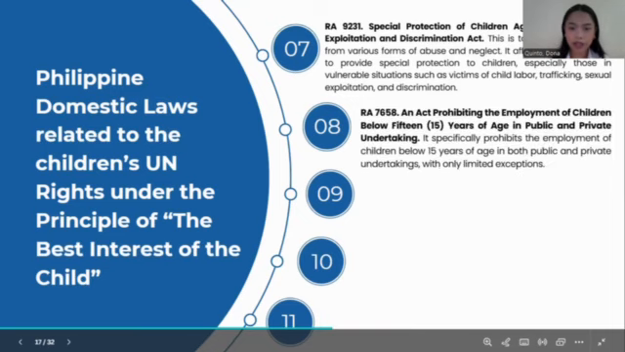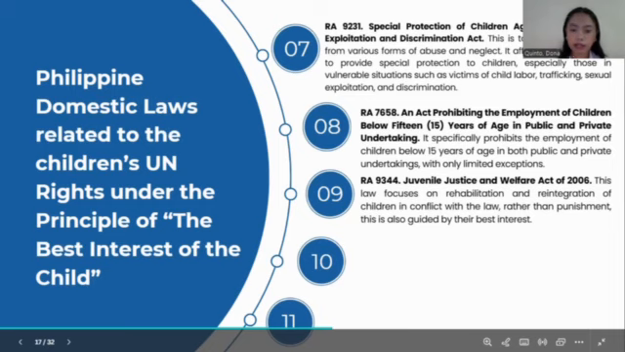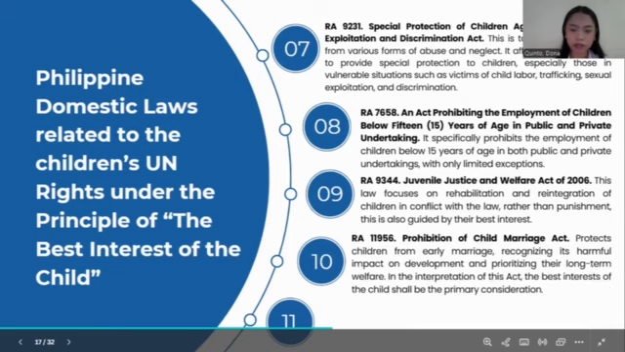Next is RA 7658, or the Act prohibiting the employment of children below 15 years of age. So it specifically prohibits the employment of children below 15 years of age in both public and private undertakings. Next is RA 9344, the Juvenile Justice and Welfare Act of 2006. It focuses on rehabilitation and reintegration of children in conflict with the law rather than punishment. So this is also guided by the best interests of the child.